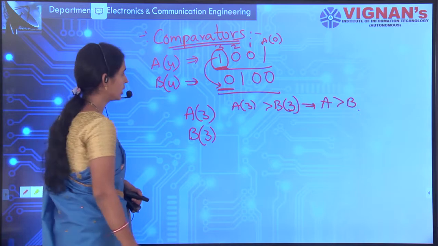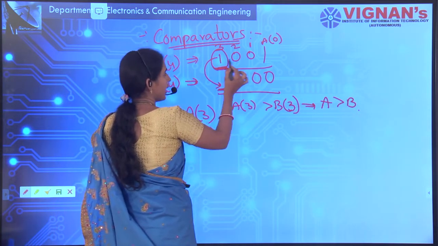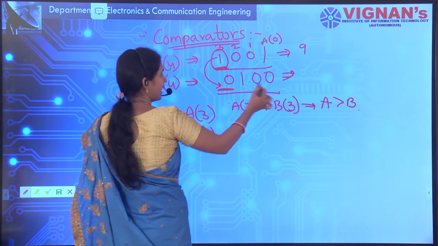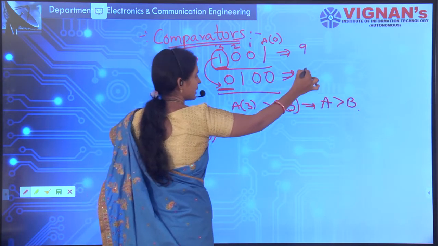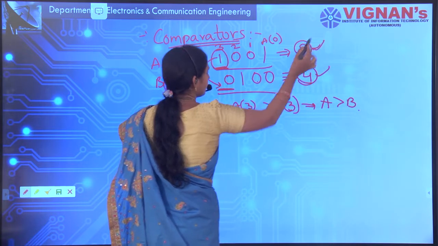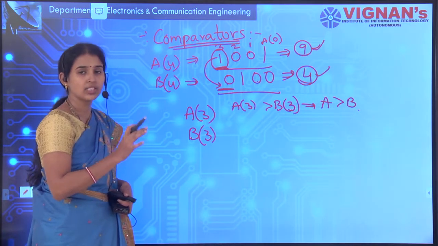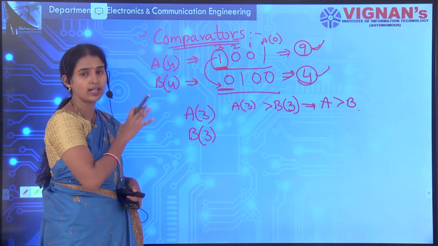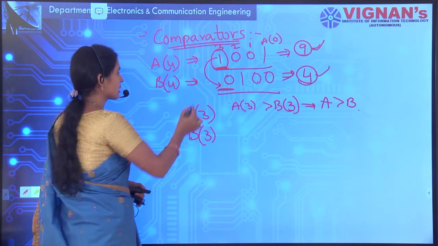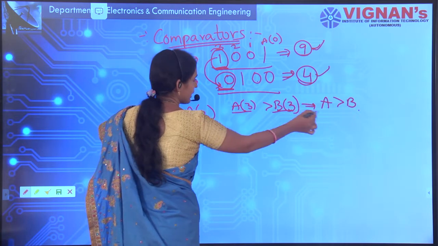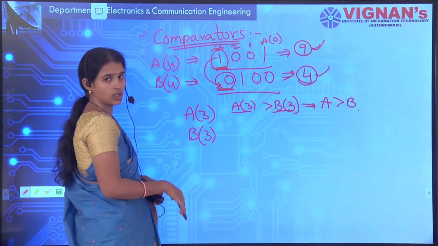See here, what is its value? 8421, that means its value is 9. What is the value of the other? 8421, that is nothing but 4. See, 9 is greater than 4, so directly it will tell. That means it will be checking your MSB value. If you check your MSB value, you can tell it. If A3 is greater than B3, then directly you can tell that A is greater than B.